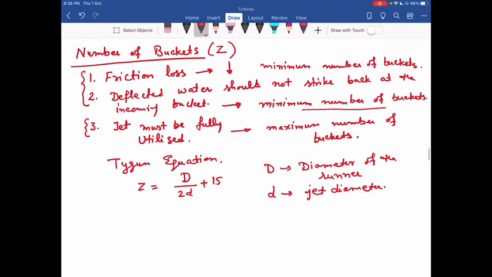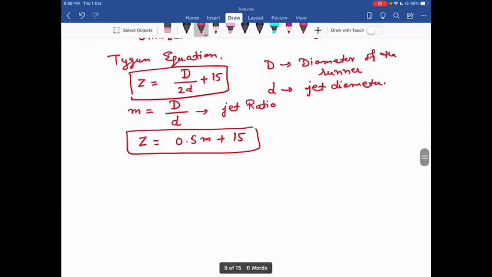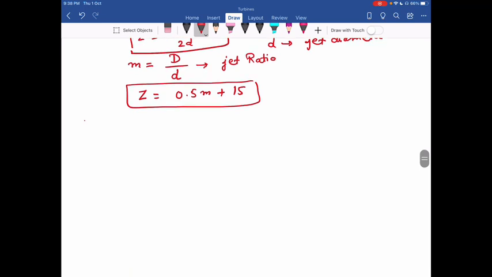Now further, we have one term M that is equal to capital D divided by small d. This term is called jet ratio. So again, I can write Z as equal to 0.5 M plus 15. With the help of this relation, we can calculate the optimum number of buckets on the runner of a Pelton turbine. The next is the formula for diameter of the jet.